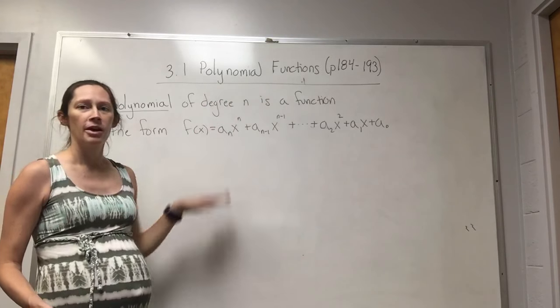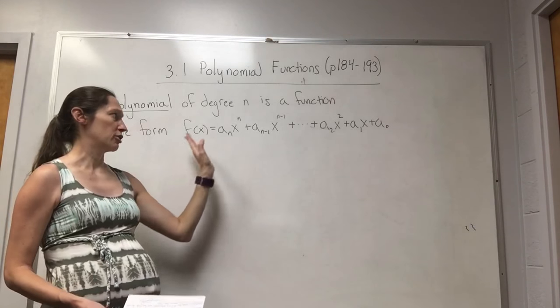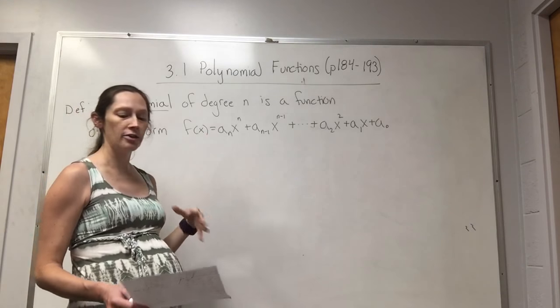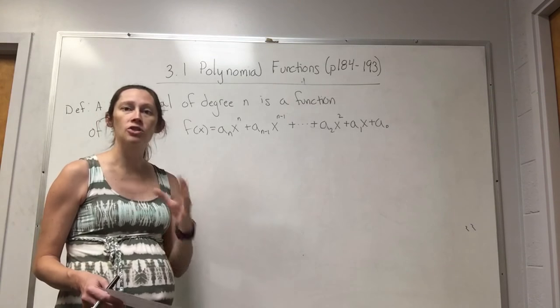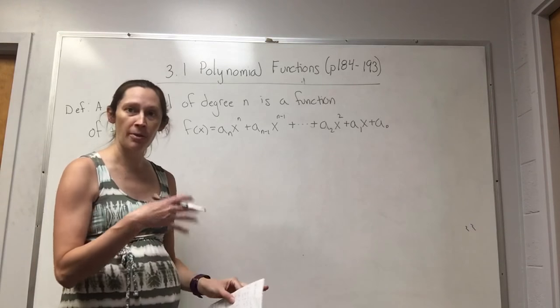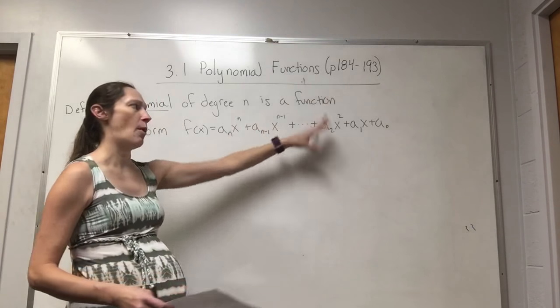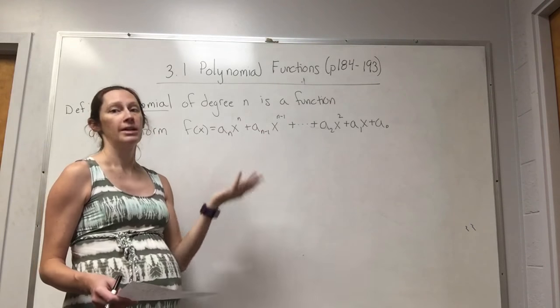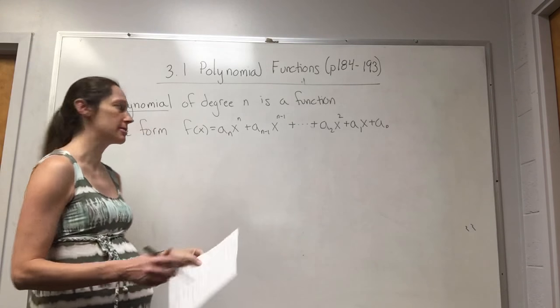And this form maybe looks a little intimidating right now just because there's a lot of terms and there's these subscripts and a lot of letters. But basically what's going on is you've seen many forms of polynomials before, okay? So let me put up a couple examples and then try to indicate why this form has to be this way, why this is the best way to define what a polynomial is.